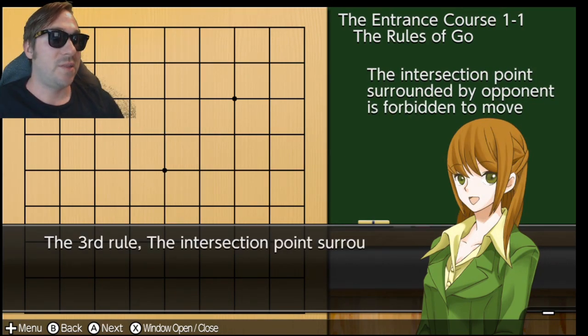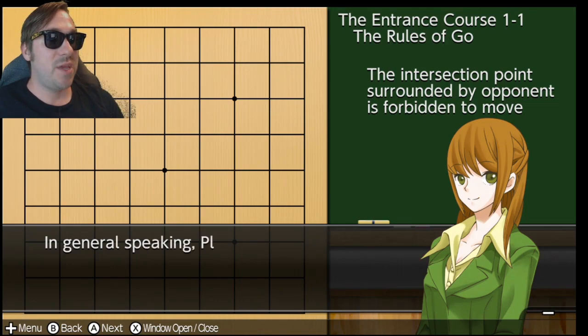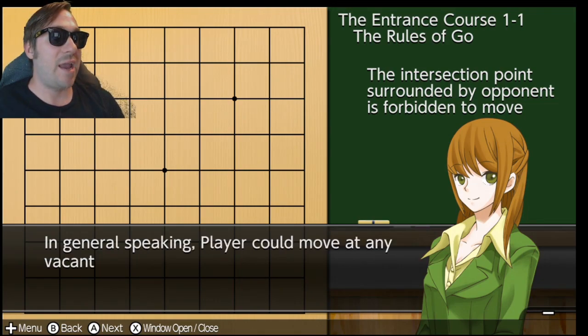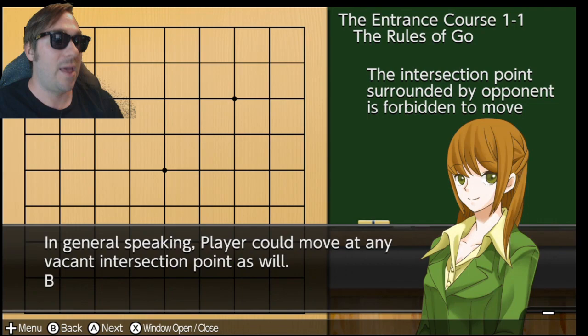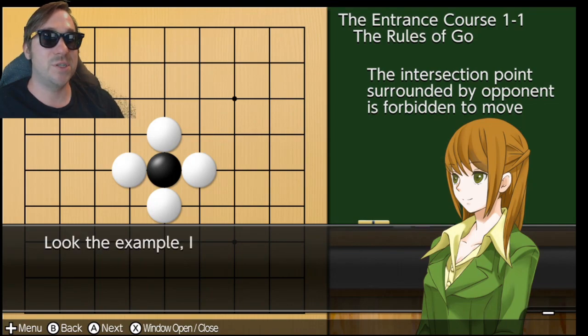Third rule, the intersection point surrounded by opponents is forbidden to move. In general speaking, player could move at any vacant intersection point that you want, but there are some exceptions, and so there are. Of course, there are exceptions on where you want to move.